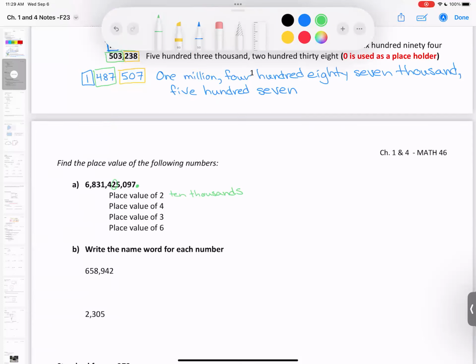Okay, place value of the 4. Here's the 4. So that would be 100,000s. So go ahead and pause this video and see if you can figure out those next 2.